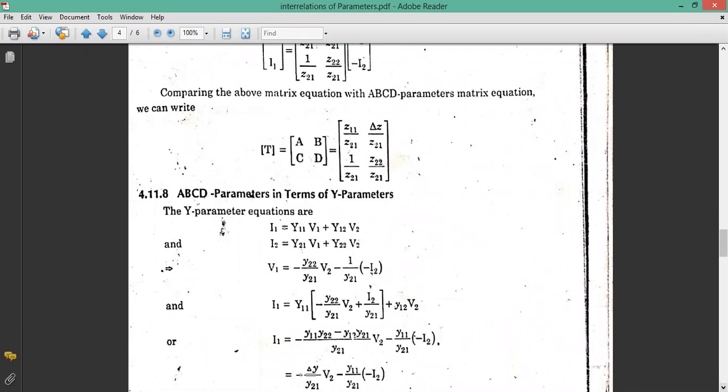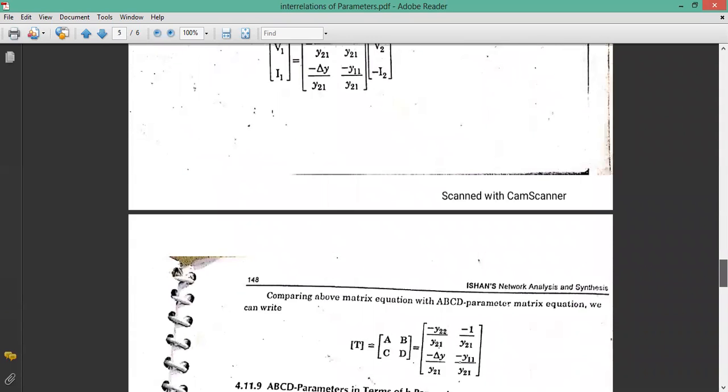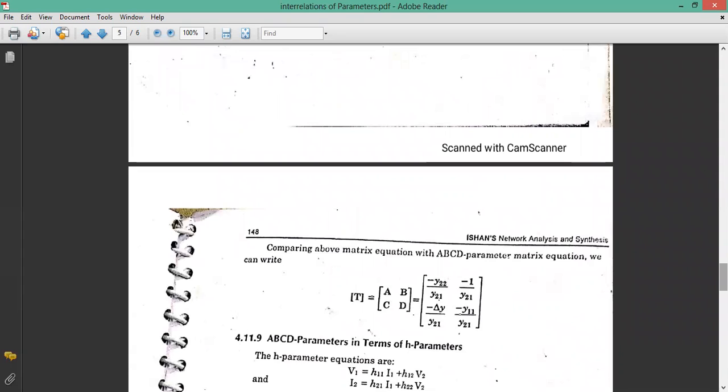Now on the left hand side, you have to take ABCD, and according to the ABCD on the left hand side, you have V1 and I1. So I can equate these two equations in the form of V1 and I1. So after equating these equations, you can see your ABCD will be equal to minus Y22 upon Y21, minus 1 upon Y21, del Y upon Y21 and minus Y11 upon Y21. So these are the relations for different parameters.